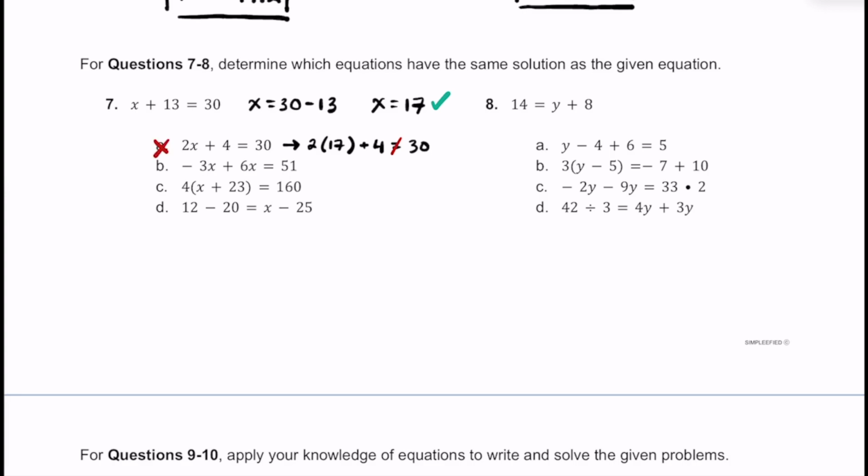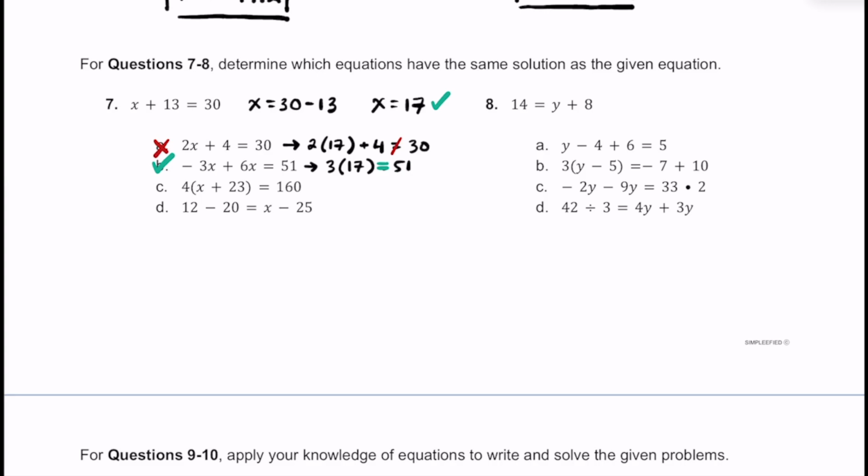For B, what I would do is maybe just go ahead and combine these like terms first. So negative 3x plus 6x, that's going to equal 3x. So you can see here that's going to be 3x, or 3 times 17, and that's going to be equal to 51, right? Now, is that true? I think it is true, right? Because 3 times 17 does equal exactly 51. So I think B is going to work here.